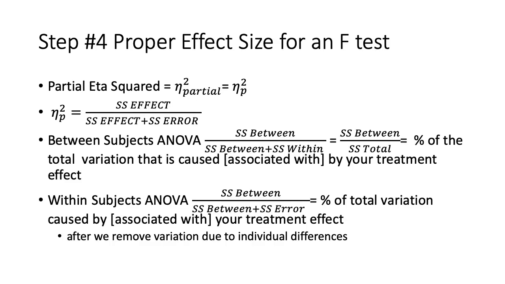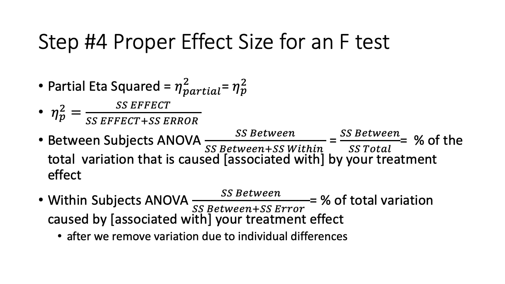Now, the proper effect size for an F test is called partial eta squared. It has 3 different symbols. You can see it there. All it is the sum squares of the effect divided by the sum squares of the effect plus our sum squares error. Let's examine this for our between subjects one-way ANOVA. So that is our sum squares between divided by our sum squares between plus sum squares within. So that is our sum squares between divided by our sum squares total.